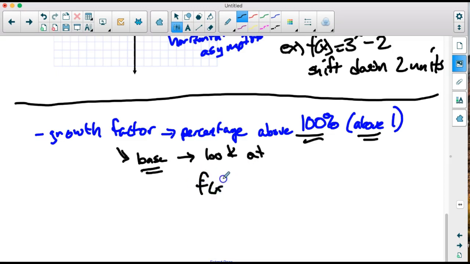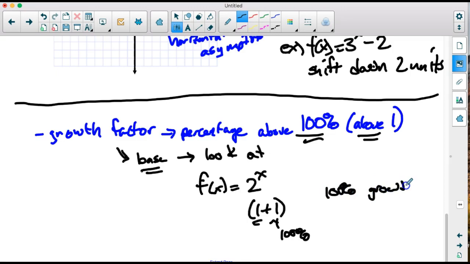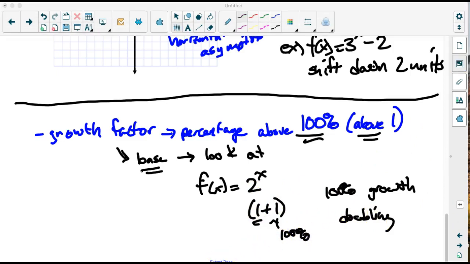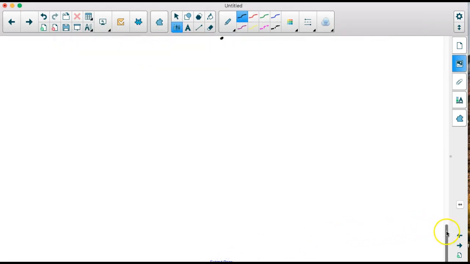So if we have this equals 2 to the x, then this factor of 2 is actually 1 more. 1 plus 1 is 2, so this is 1 more. That's going to be 100% more than the one that is in the base. So this is 100% growth. We also consider it doubling because it's 2 instead of 1. Usually a growth factor is something that's less than 100%, but it can be more than. In this case, it's exactly 100%.